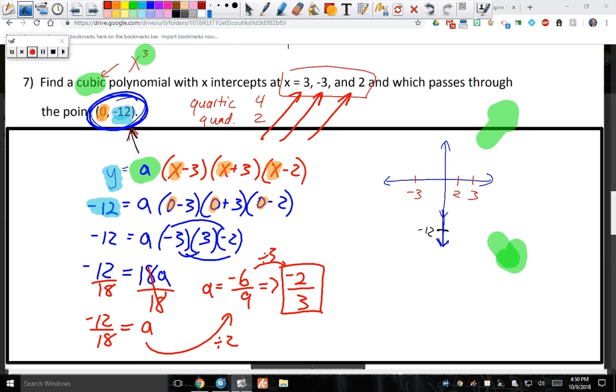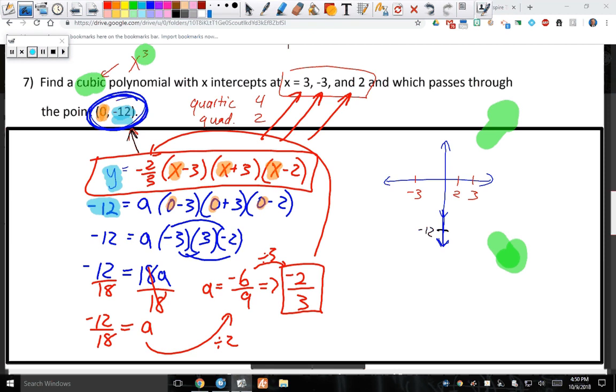So this is our a value. This is what we were looking for at the very beginning. All it does is it now changes our polynomial to where this will be a negative 2/3. If I were to rewrite this, this is where I would start. And then you can start distributing everything to see what it would look like if it was expanded and simplified with no parentheses. Well, let's review something real quick.